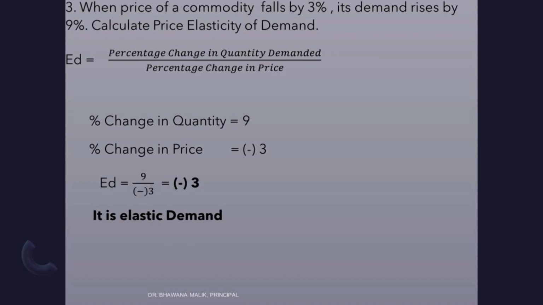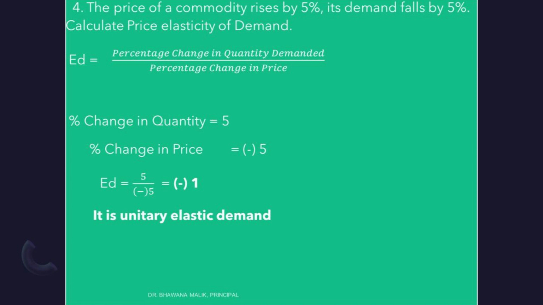The third question says, when price of a commodity falls by 3%, its demand rises by 9%. Calculate price elasticity of demand. Again, percentage change in quantity demanded divided by percentage change in price. Percentage change in quantity is equal to 9 and percentage change in price is minus 3. So ED is equal to 9 divided by minus 3, which gives you minus 3. So again it is elastic demand.